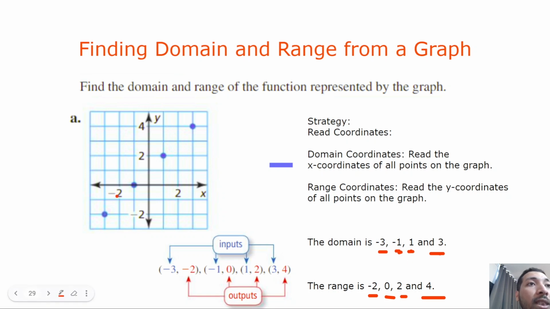For the range, we just look at the outputs. So look at the y coordinates. We have -2. Over here we have 0. Over here we have 2. And lastly we have 4. So these 4 points are the outputs. So the range is -2, 0, 2, and 4. You can see that we just write down the coordinates and then separate the inputs and outputs. Once we do that, we can just list the domain and range.